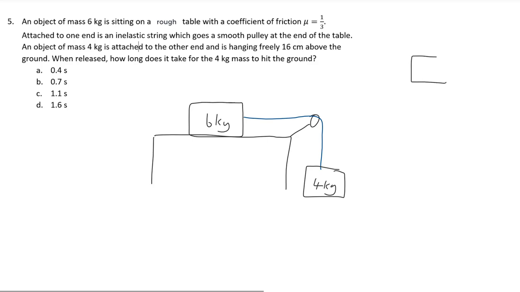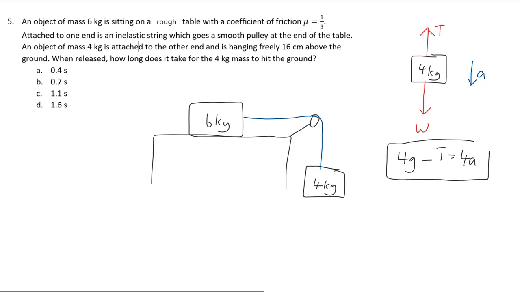As nothing has changed about the 4 kilogram mass, its free body diagram remains the same. We have the weight acting down, the tension force acting up, and the object is overall accelerating down. Taking the down direction as positive, we get that the weight force acting down, which is mg, which is 4g, minus the tension because the tension is acting up, is equal to mass multiplied by acceleration. Mass is 4 and a is a. And a is positive because it's acting down. I have chosen down to be positive, therefore a is also positive.